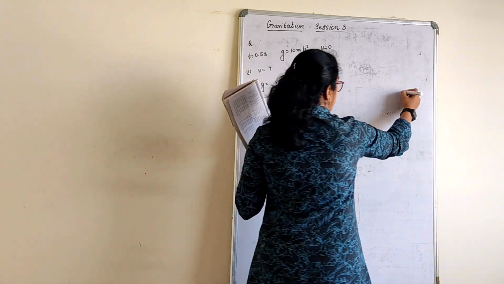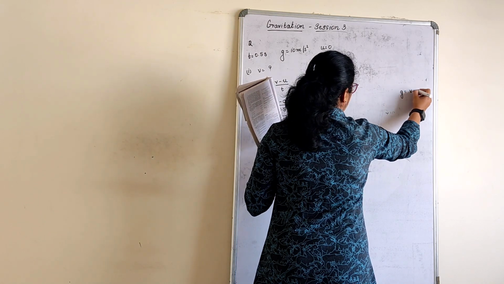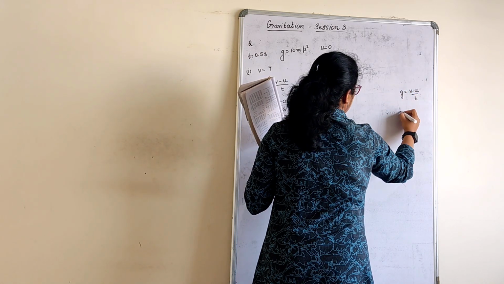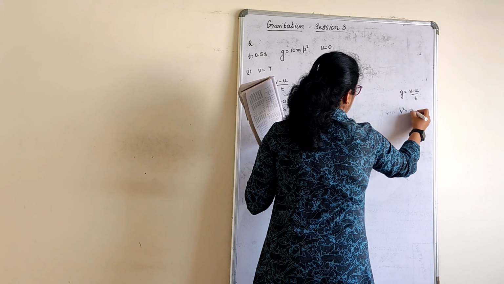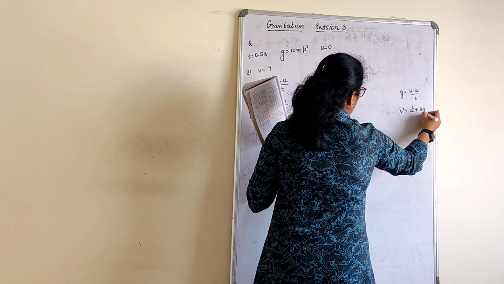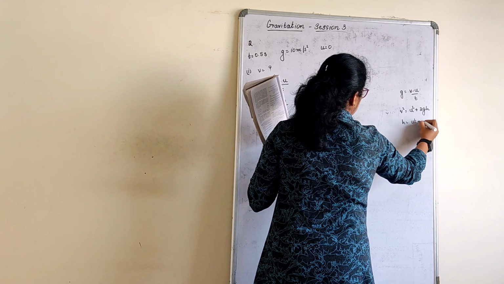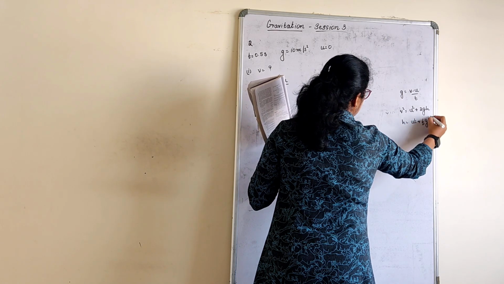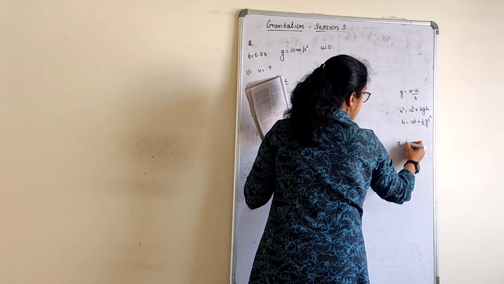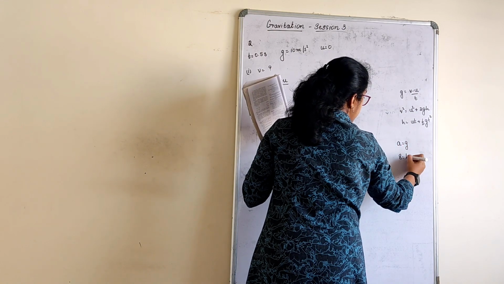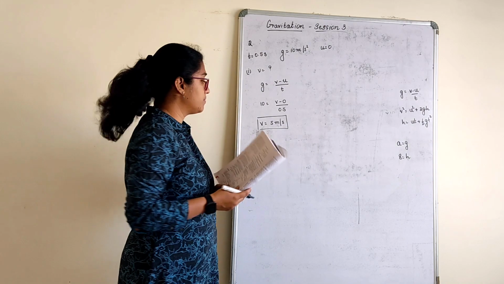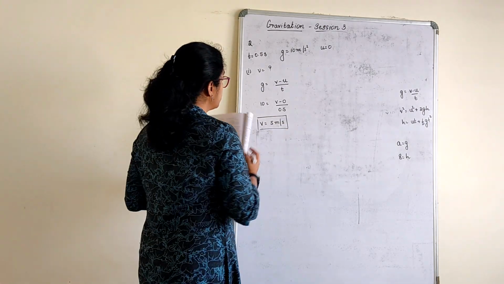Equations of motion, I'll just write here. g is equal to v minus u by t. v square is equal to u square plus 2gh. h is equal to ut plus half gt square. Wherever a is there, use g. Wherever s is there, use h. That's all. So v is 5 meters per second.